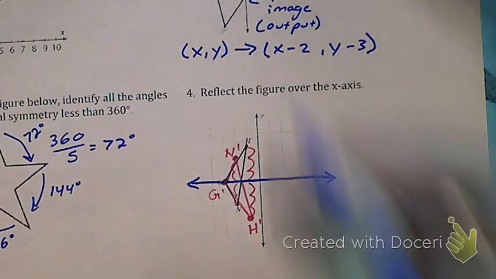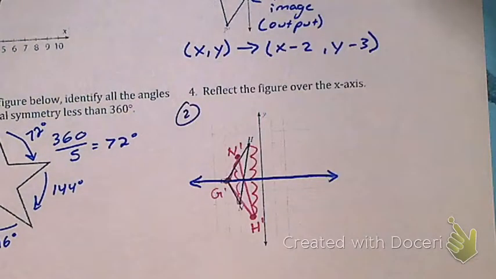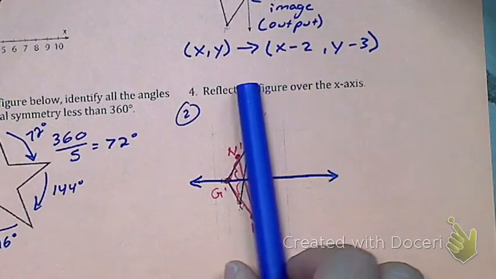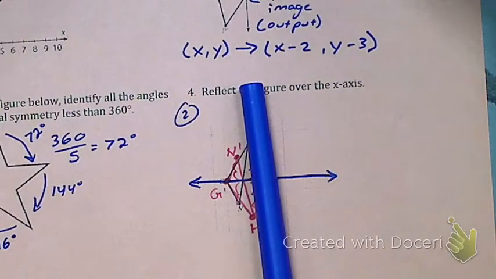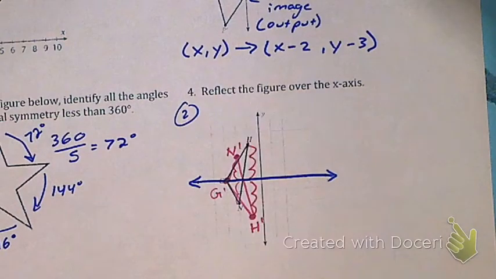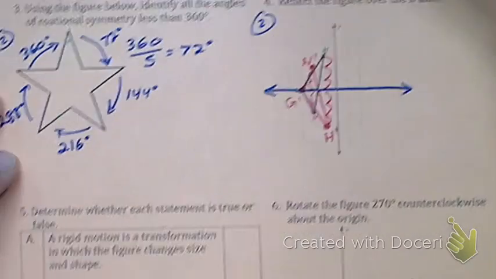That one is worth 2. Once again, 1 for drawing it correctly, 1 for labeling it. Way too many people reflected over this line when it says the x-axis. You use the y-axis. Please make a note of that. Make sure we're ready. Any questions?